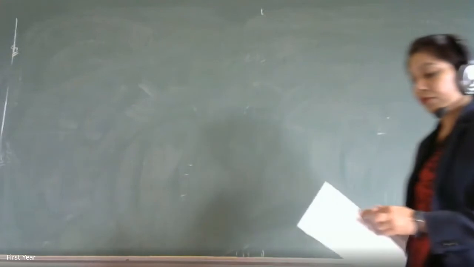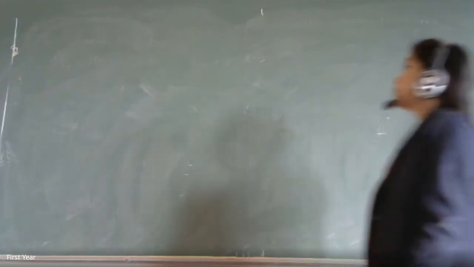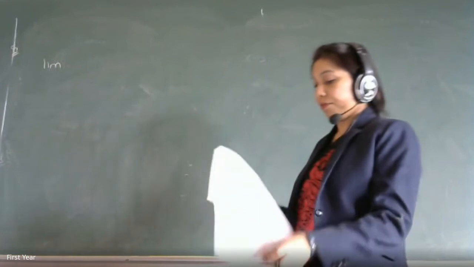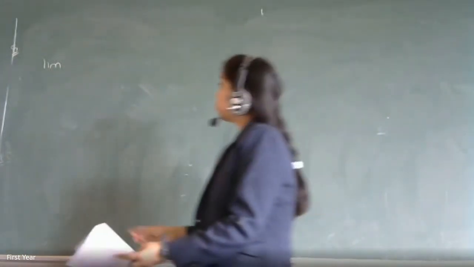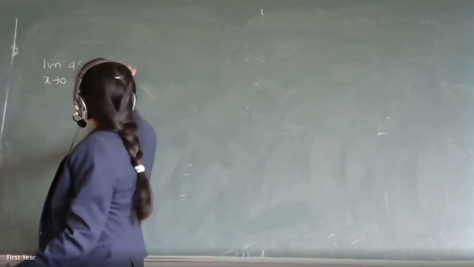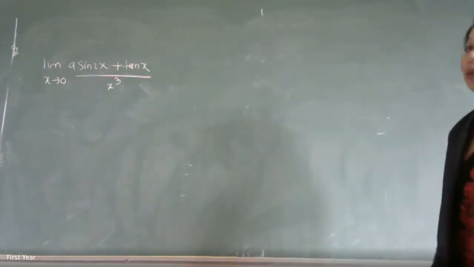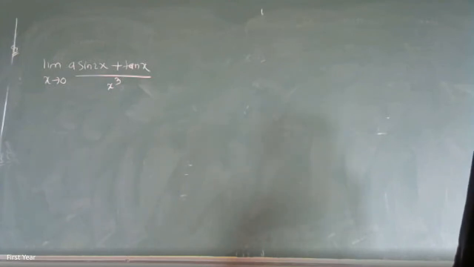Find the value of A such that the limit is finite. Limit as x tends to 0 of (A sin x plus tan x) divided by x. Find the value of A such that limit as x tends to 0 of (A sin 2x plus 10x) upon x cube is finite.